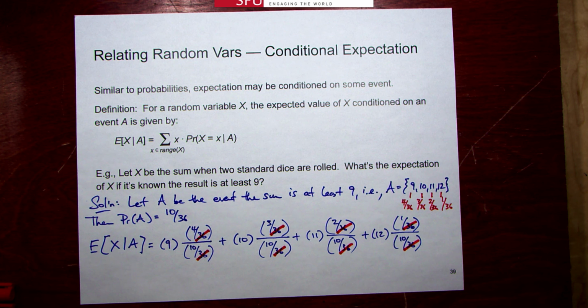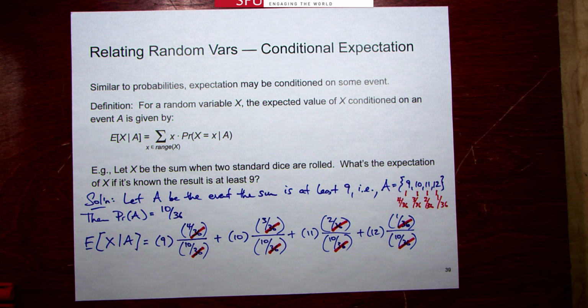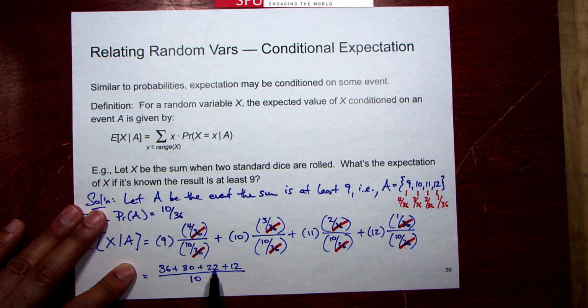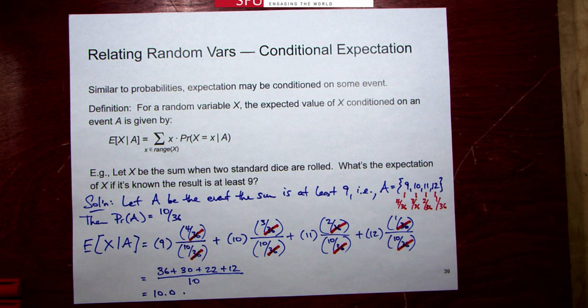Or you can, again, take the shortcut, but you're now in a probability space that is in a ratio of 4 to 3 to 2 to 1, and you could have said 4/10, 3/10, 2/10, and 1/10. Shortcut works. Anyway, 9 times 4 is 36, 3 times 10 is 30, 22 and 12. So 36 plus 30 plus 22 plus 12 is 100, divided by 10 is exactly 10. So the average roll, if you know that the result is 9 or more on 2 dice, is 10, which might be surprising, actually, but also cool. Okay, questions about this?